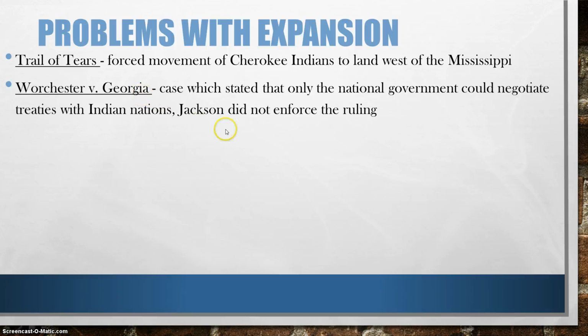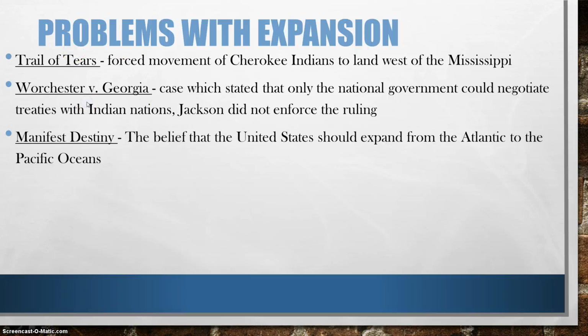The problem is that Jackson didn't enforce this ruling. And remember, Jackson's the chief executive. The executive branch is supposed to enforce these things. He didn't enforce it, and he famously said, Marshall has made his decision, now let him enforce it. And so as a result, the Trail of Tears actually continued. So these two are great to put together.